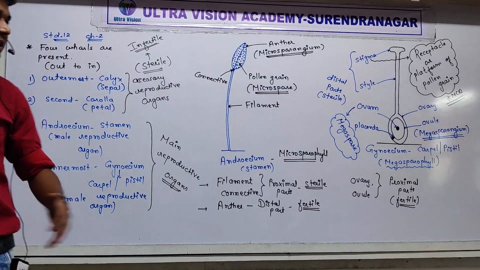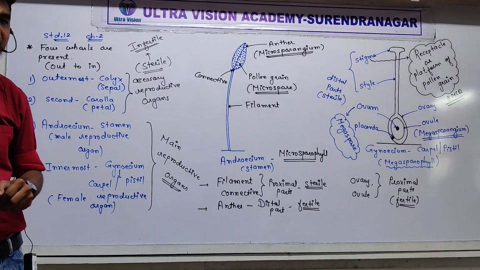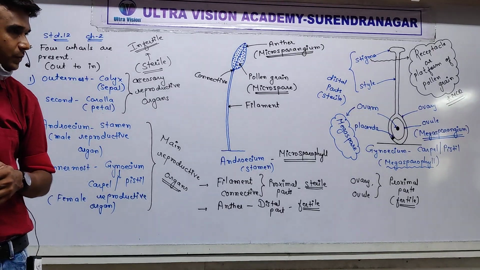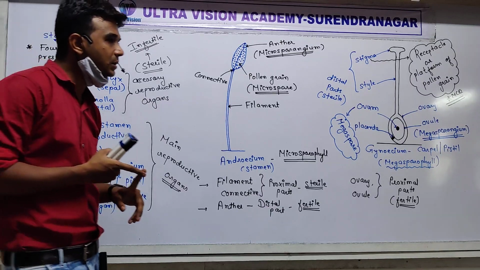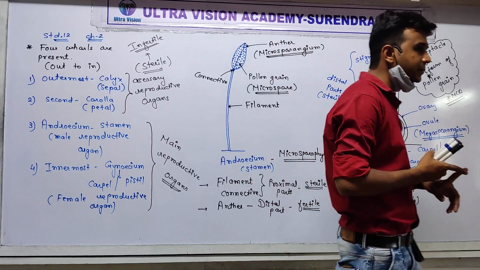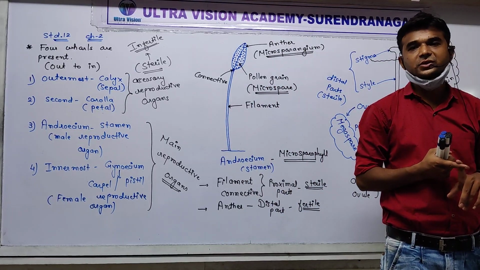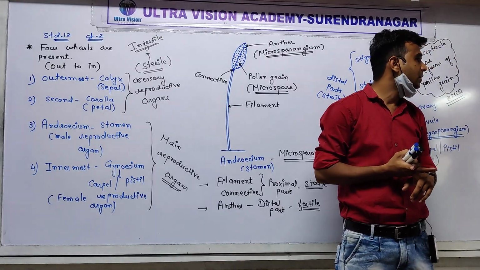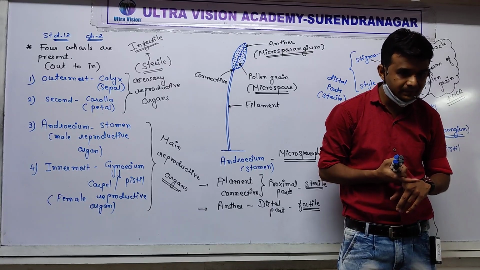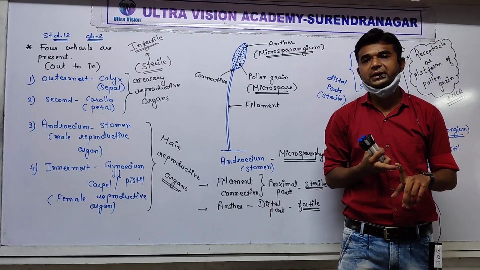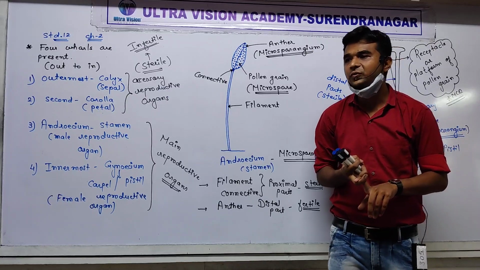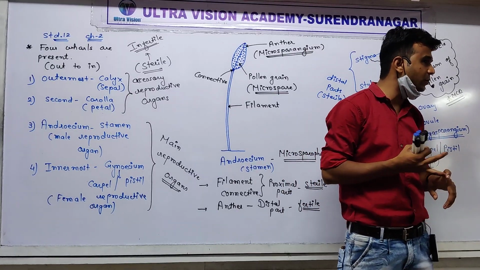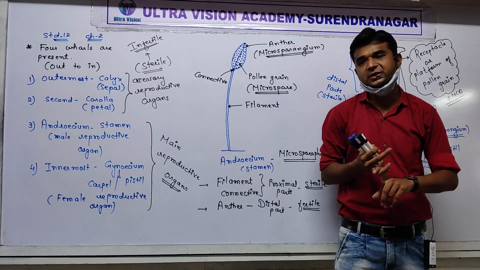Now continue with the male reproductive part. We will take it in detail, one topic at a time, step by step. First of all, structure of anther, layers of anther, then formation of the pollen grain, that is known as microsporogenesis, then structure of the pollen grain, male gametophyte, and then uses of the pollen grain, side effects of the pollen grain, viability and preservation of the pollen grain.